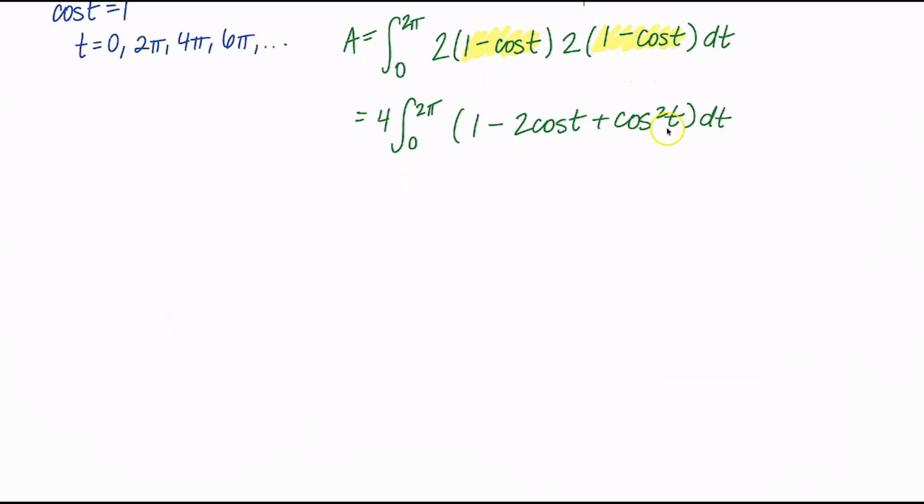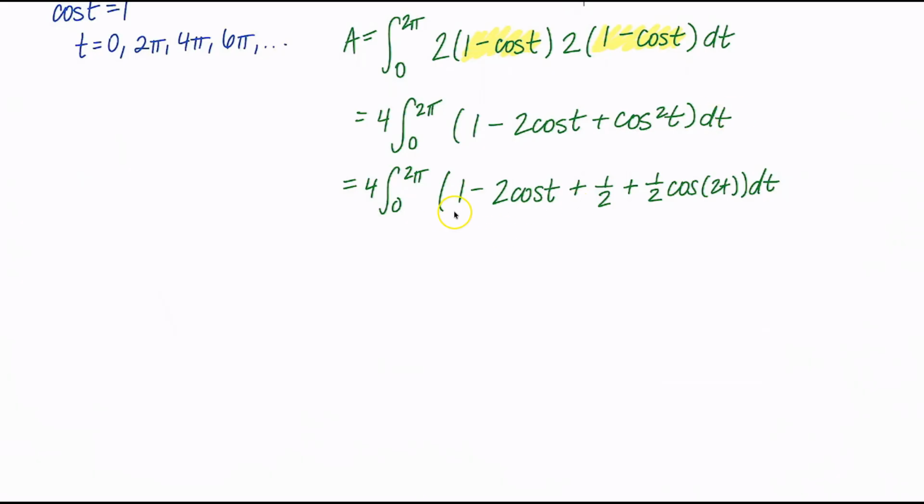And now cosine squared t, we're going to use the power reducing formula on. So I have 4, the integral from 0 to 2 pi, 1 minus 2 cosine t, plus cosine squared t, which we can think of as 1 half plus 1 half cosine of 2t dt. And 1 and 1/2 are like terms, so 1 plus 1/2 is 3 halves. So let's see, we're going to have 4 here, and then I'm going to start to find the antiderivative. So 1 plus 1/2 is 3 halves, so we'd have 3 halves t.